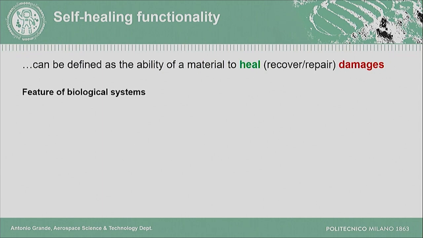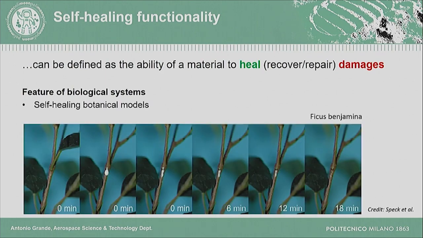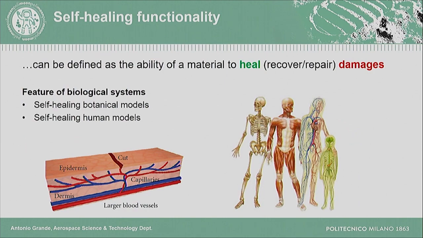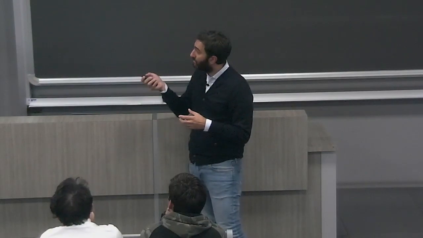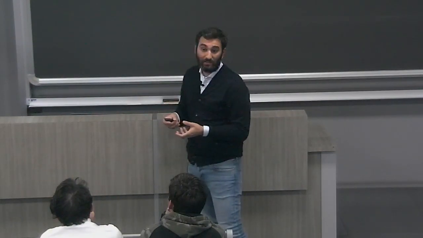We can find this kind of feature in biological systems. If you look at plants, if you make a scratch on them, a healing agent comes out to repair the damage. This is an example of a self-healing system. We have other examples of self-healing systems, for example, our body. If you break one of your bones, it will take some time to repair. Also if you make a wound on your skin, the vessels, the microcapillaries in our body, provide the healing agent exactly in the zone of the damage, repairing it.